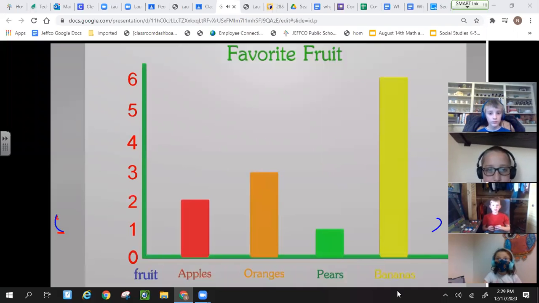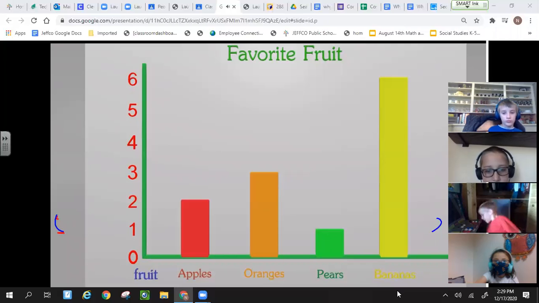We now have an amazing bar graph that shows all of our data that I collected about what is the favorite fruit to eat. With this graph, it is easier to read and interpret the information. For example, I can see that only 1 person liked pears. Now that's interesting. Can you tell me what fruit was the most popular? Banana. We can tell from the graph that bananas were the most popular.